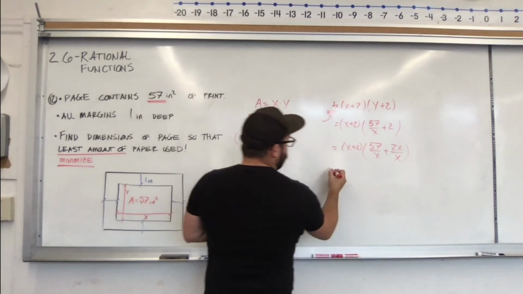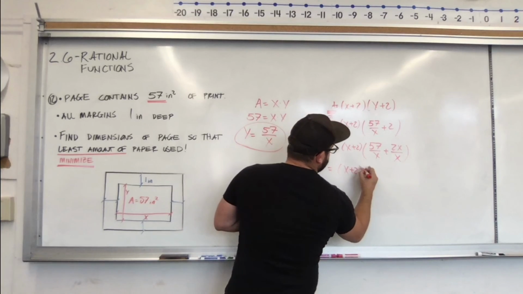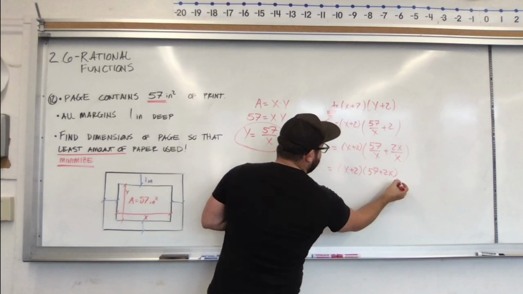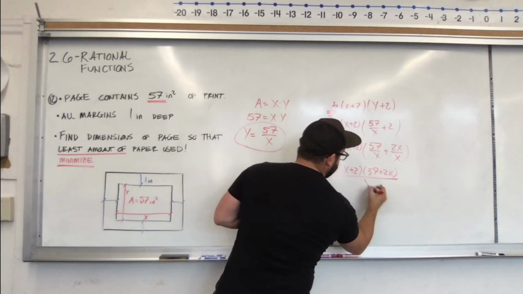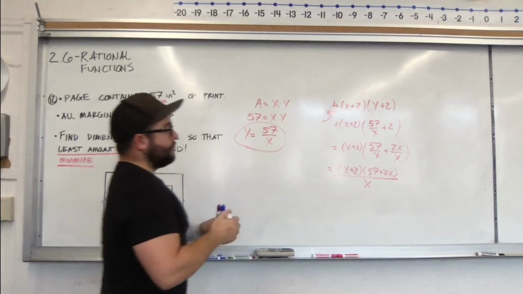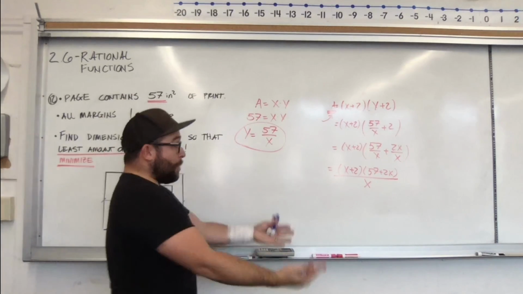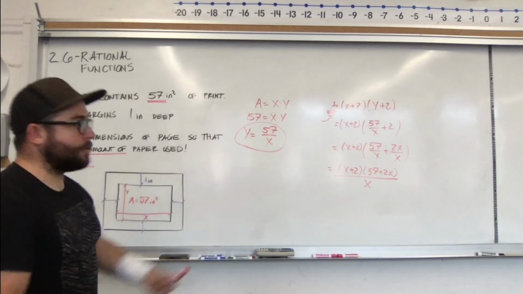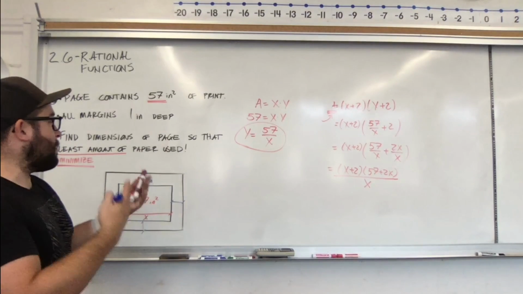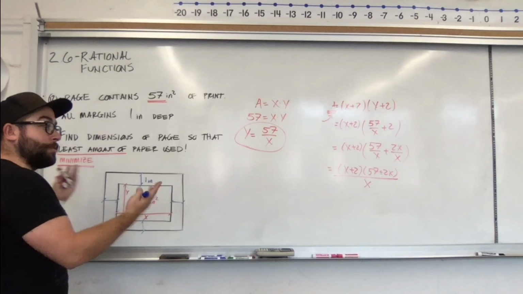I'm going to clean it up a little bit more. We have x plus 2, 57 plus 2x, and really all of this is over x, right? Because this term will just multiply by the numerator. Now I can keep going, but this should start to spark something we've seen before, something we just spent the last little bit of time lecturing about.